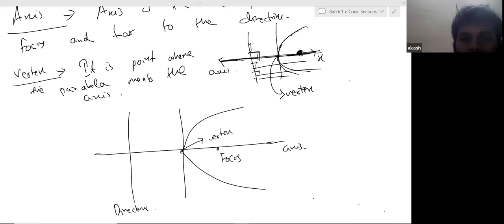All right, we started parabola. A few definitions of parabola. A parabola is the set of points where the distance from a fixed point and a fixed line is equal. The fixed point is called the focus. The fixed line is called the directrix. The line perpendicular to the directrix and passing through the focus is called the axis. Where the parabola meets the axis is called the vertex.